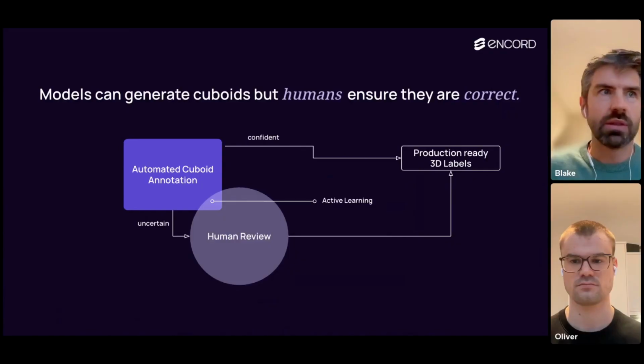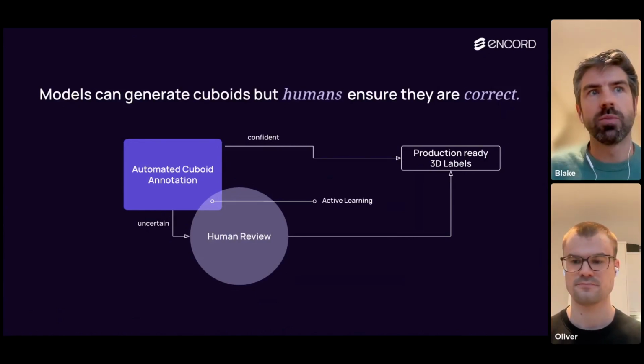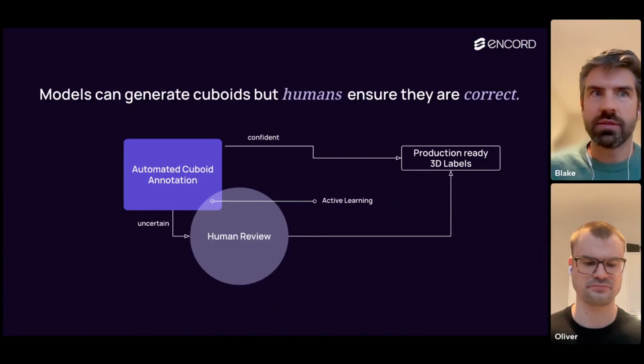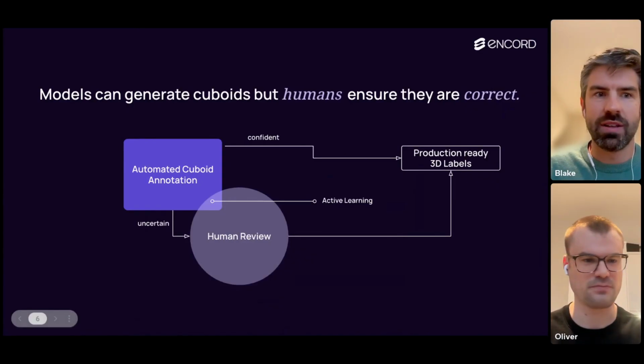The results? Scenes can be accurately labeled, orders of magnitude quicker. And that human input could feed back through the active learning to improve the model itself, creating a virtuous cycle where the system gets both faster and more accurate over time. So that's the concept. Now I'm going to hand over to Oliver, who's going to show you exactly how this works in practice. Cool. Thank you, Blake.